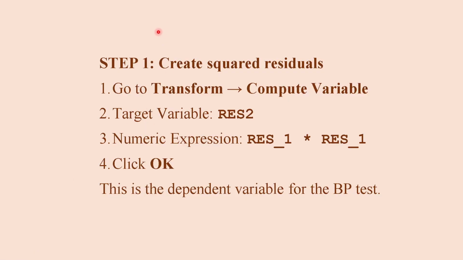However, there is no direct BP test in SPSS, hence we need to perform it manually. First step, we create the squared residual by going to the Transform menu, Compute Variable option, and typing res2, which stands for the squared residual, under the target variable. In the numeric expression box, we key in the formula res_1 multiply res_1, where res_1 is our unstandardized residual. Then click OK. So res2 is the dependent variable for the BP test.